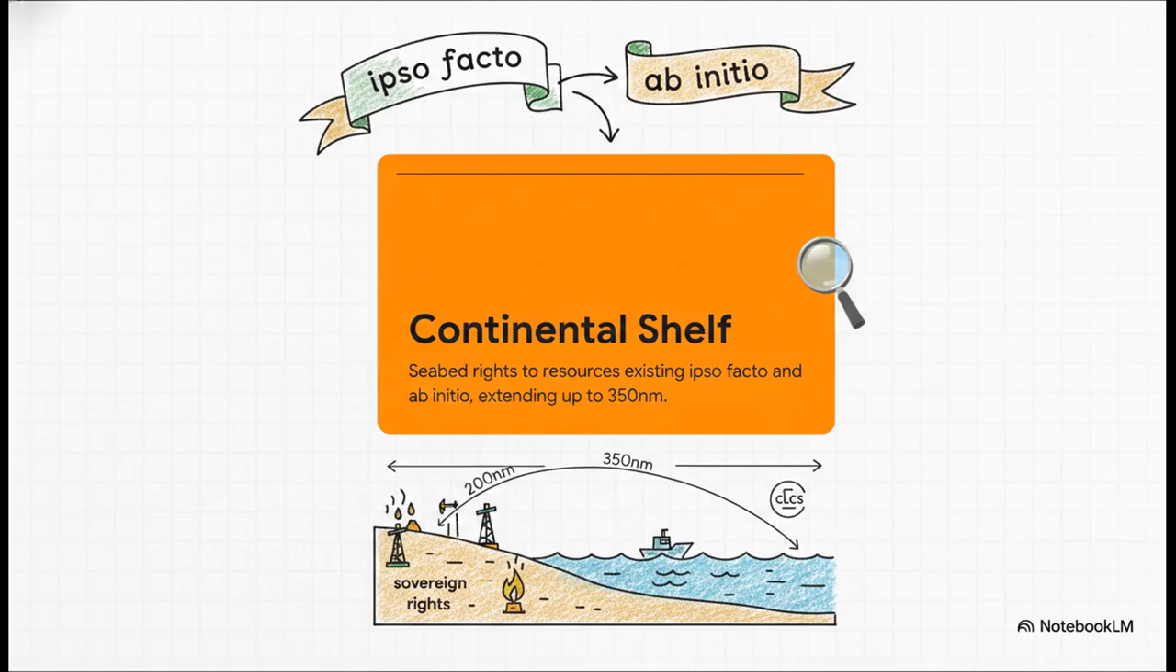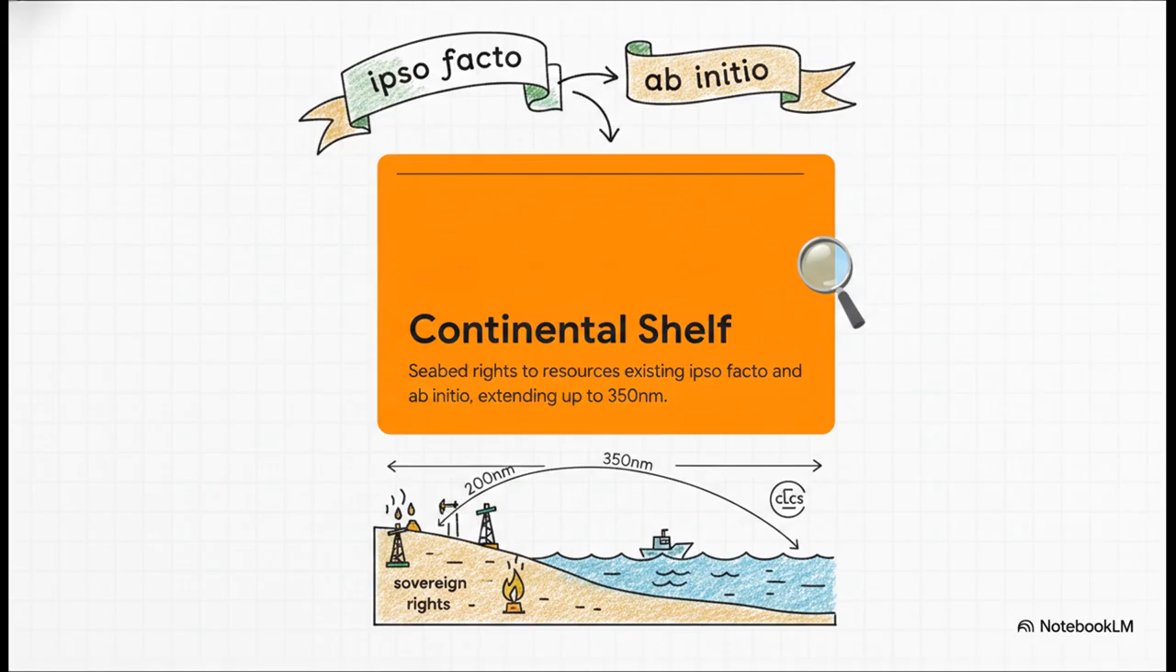The coastal state has sovereign rights over the seabed resources here, but here is the most crucial legal concept to learn. These rights exist ipso facto and ab initio. Those Latin phrases mean by the fact itself and from the beginning. Simply put, a state naturally and automatically owns the resources in its continental shelf.